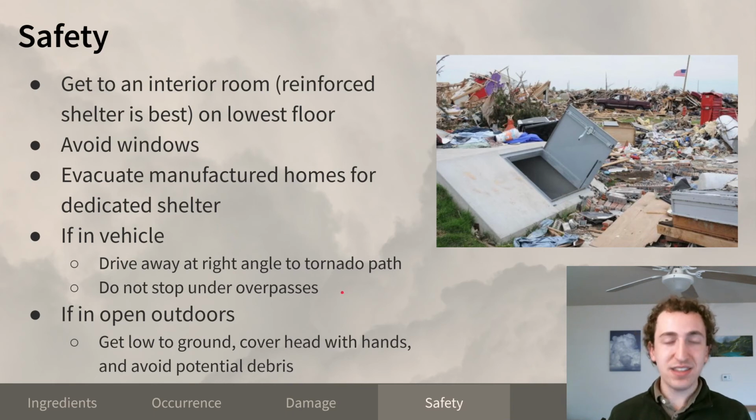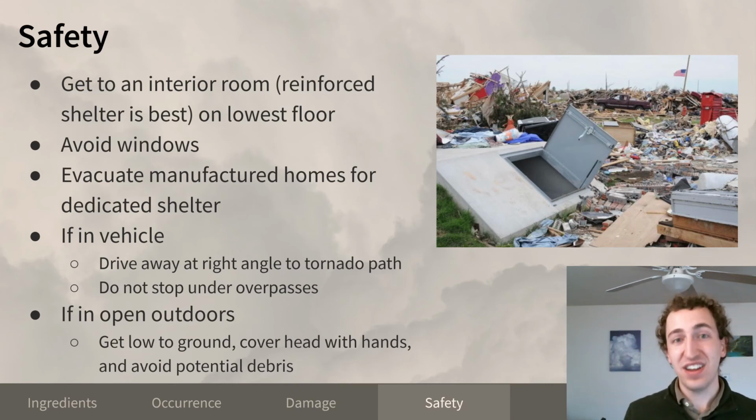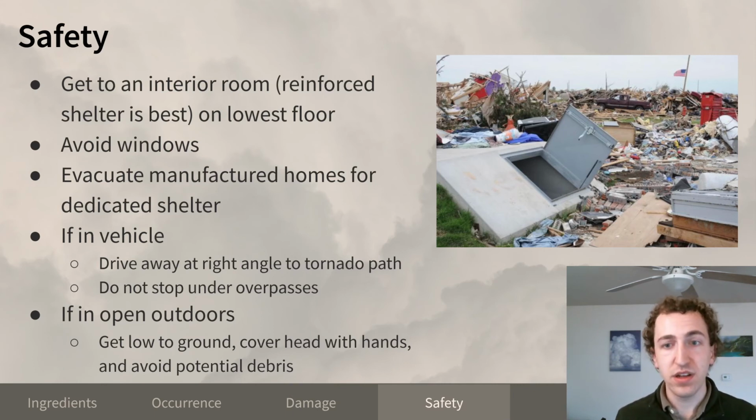The other key thing is do not stop under overpasses. Those tend to create wind tunnels that intensify the wind speed even more than the already crazy wind speeds that a tornado can produce, to cause a lot of extra damage. And those are also really dangerous places to be in a tornado. So don't stop under overpasses.